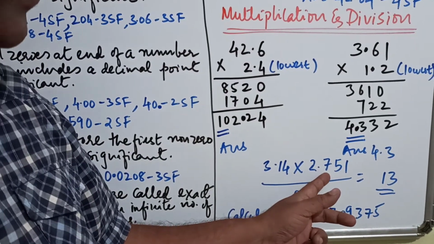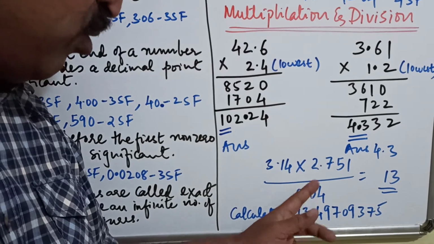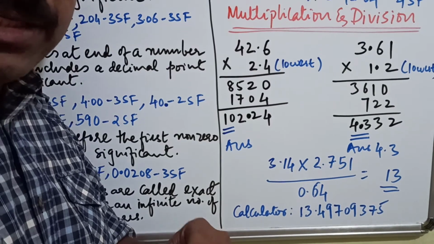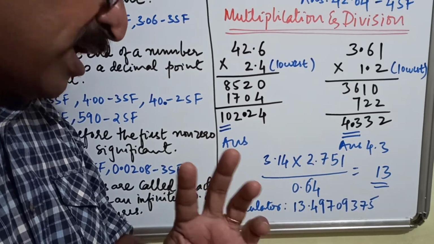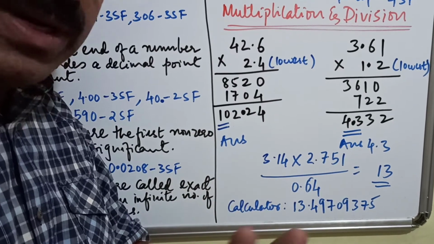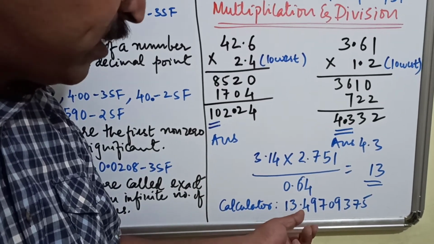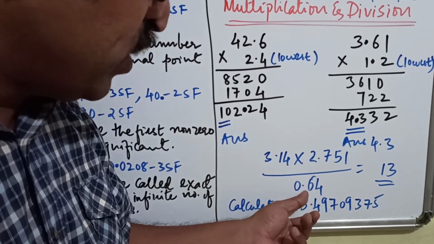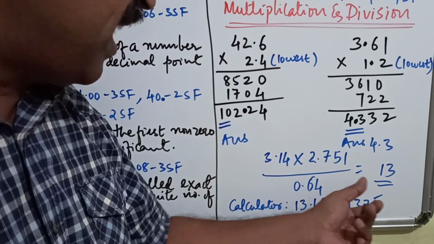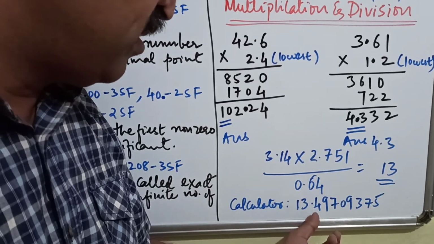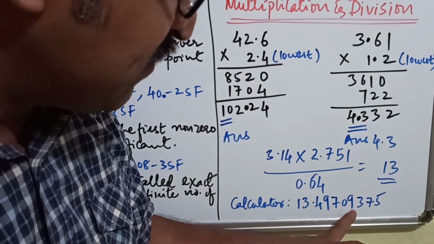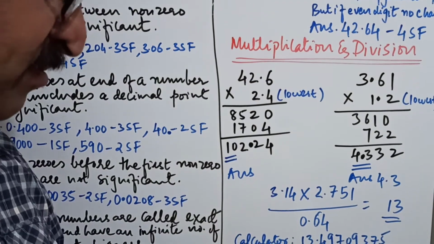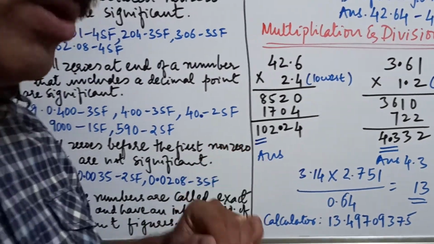3.14 multiplied by 2.751 divided by 0.64. You divide it on the calculator, because simple calculators are allowed in the science stream. In 11th and 12th, you are permitted to use a simple calculator. On the calculator, you will get 13.49709375. But as I said, the lowest precise is 0.64. So in that case, the answer we consider is only 13. Only 13, not 13.49709375. So this is all about significant figures in calculations. Clear? My number is flashed over there. If you have any queries, you can WhatsApp me.